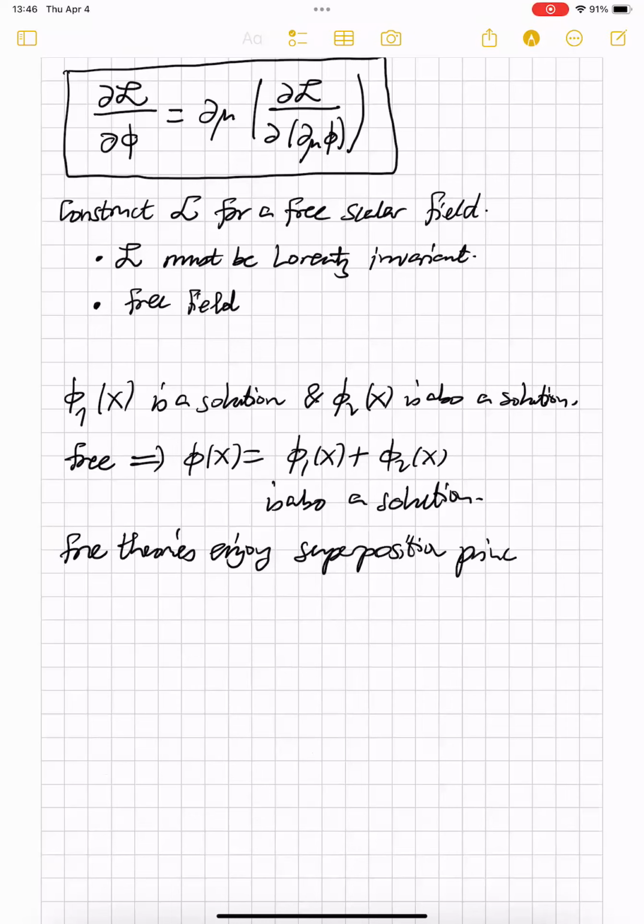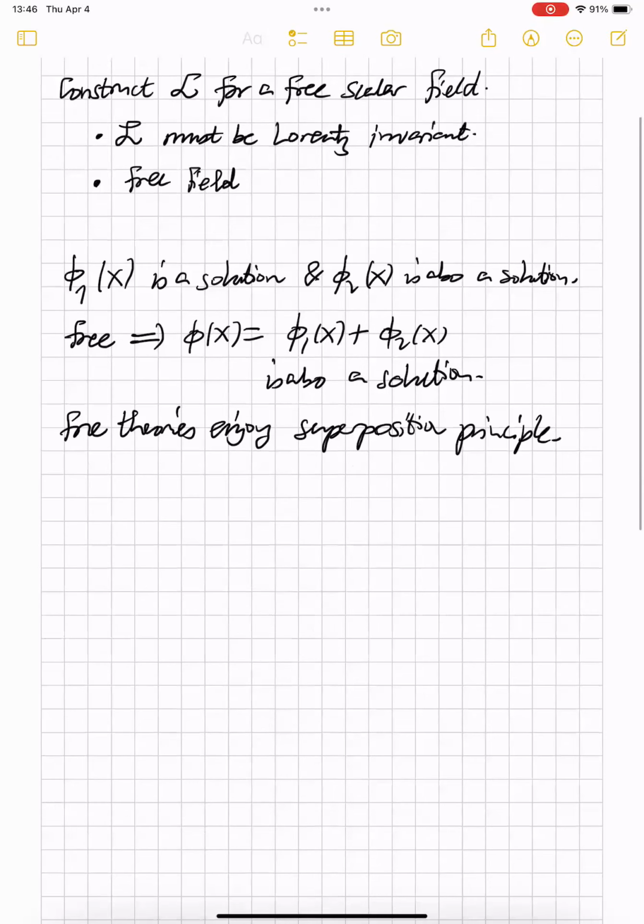Okay, so if you've got one solution and a second solution, the sum of them is also a solution. The sum of any number of solutions will still be a solution. Now, what does that mean if sums of solutions are still solutions? Well, I claim this means the equation of motion is linear in the field phi. You can easily check this, but let's do a check together.